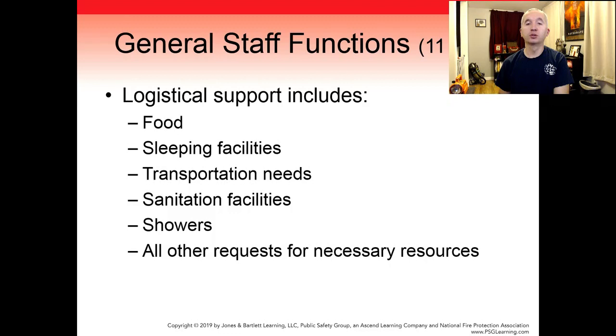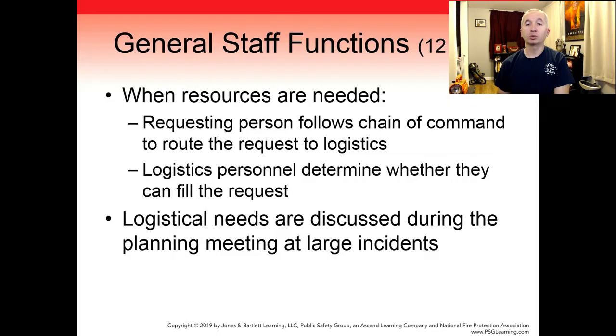Logistics support includes food, sleeping facilities, transportation needs, sanitation facilities, showers, and all other requests for resources needed to manage the incident effectively. When resources are needed, the requesting person follows the appropriate chain of command to route the request to logistics. Logistics personnel determine whether they will be able to fill the request. During a planning meeting at a large incident, the operations section chief, planning section chief, safety officer, incident commander, and a small core of other key management positions may meet to discuss the logistics needed for the incident itself. The logistics section determines whether these needs can be met, and if so, under what time frame.